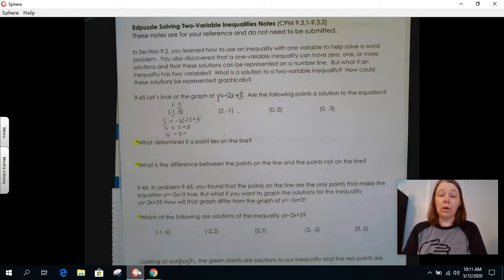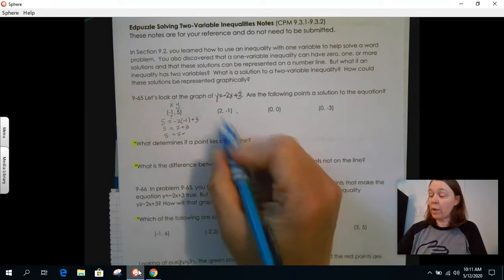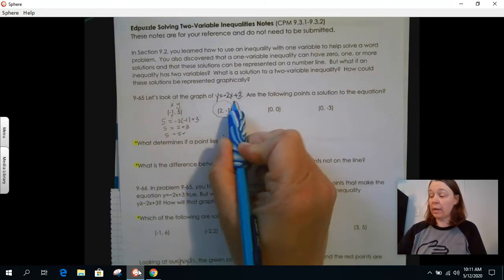Okay, so now we want to actually look at this graph and find out what determines if a point is on a line. I'm going to show you the graph with these 4 points plotted, and I want you to have this question going in the back of your mind: what determines if a point lies on the line? Then I'm going to ask you a question in Edpuzzle, so make sure you're thinking about it. So just a quick check: this one ended up being a solution.